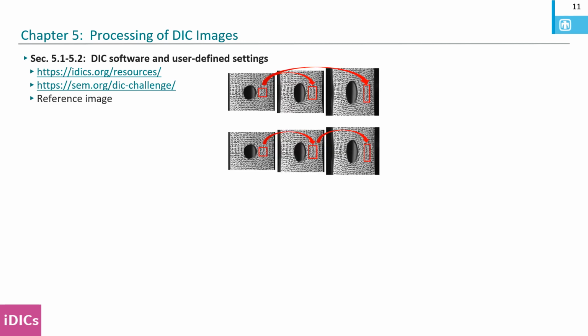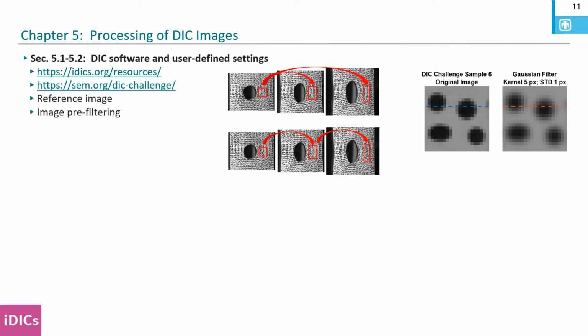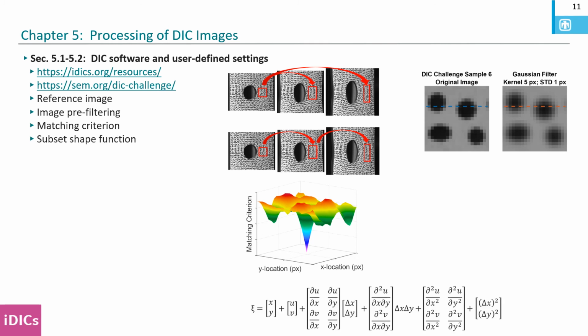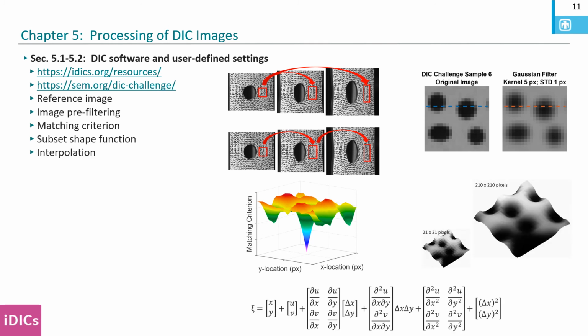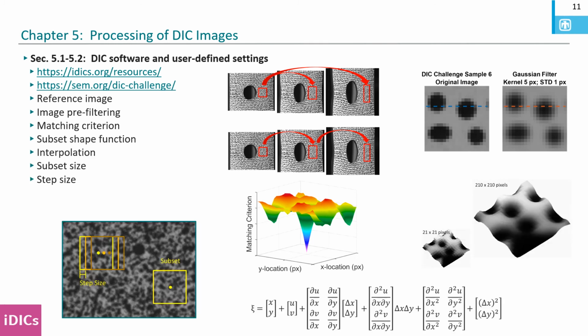Specifically, we will talk about the reference image, image pre-filtering, matching criterion, subset shape function, interpolation, and step size and subset size. And then lastly, we'll talk about different thresholds that might be available in your software for determining if the correlation is good or not.